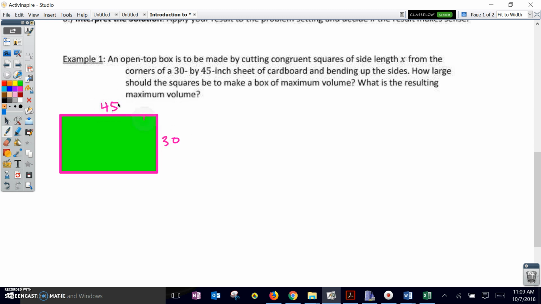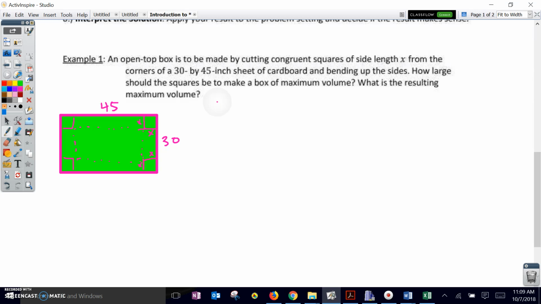And what we're doing is we're cutting squares out of the corners of some unknown length. And so our variable in our model here is going to be x. Now if we cut out those same size square corners and fold along the dotted lines here, we will have an open-topped box. Alright, so now we want to develop our model, and we're trying to find how large the square should be to make a box of maximum volume, and what is the resulting maximum volume.